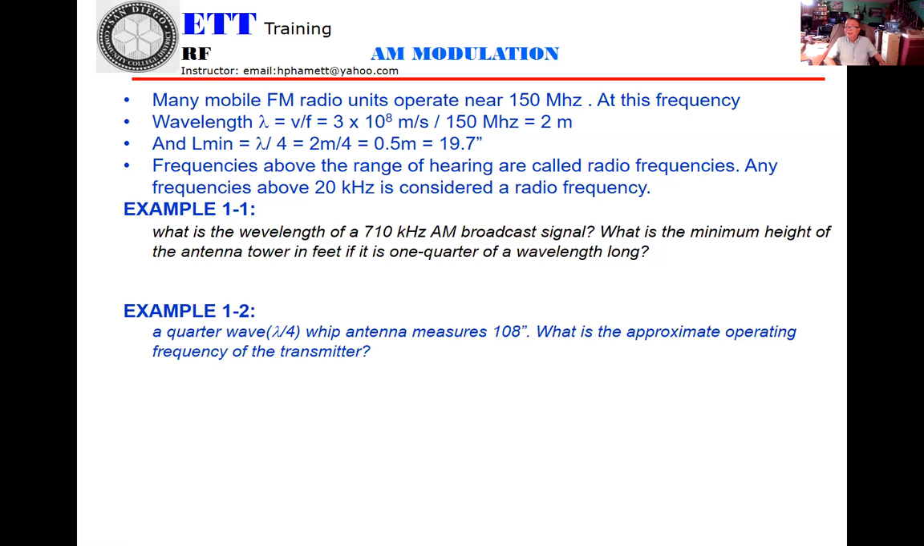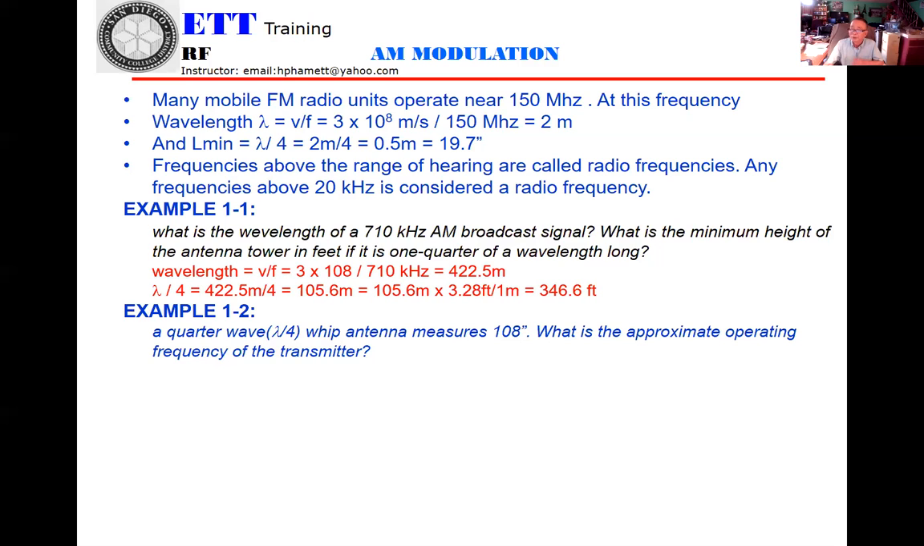So what is the wavelength of 710? Okay, the formula you know, right? Lambda equals V divided by F. V means the speed of the air, 3 times 10 to the power of 8 meters per second, divided by 710 kilohertz. Okay, let's see. If you do the calculation right, you can get a wavelength of 422.5 meters.